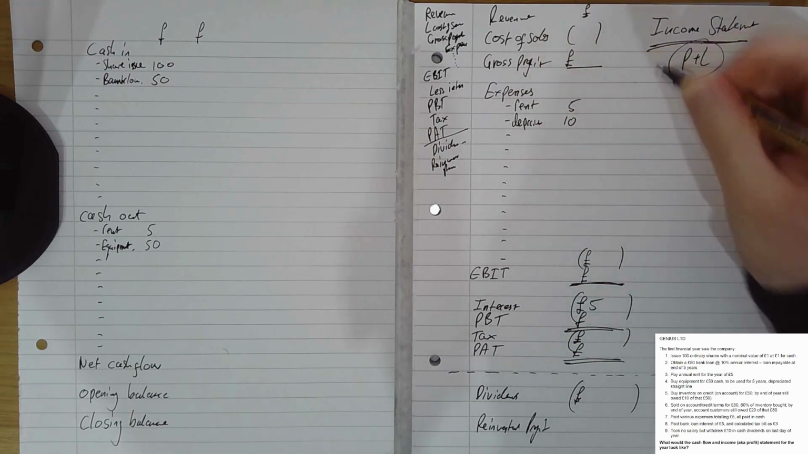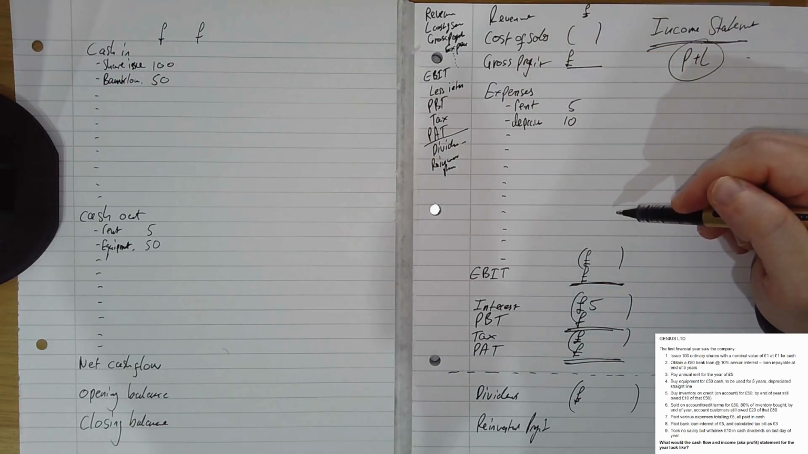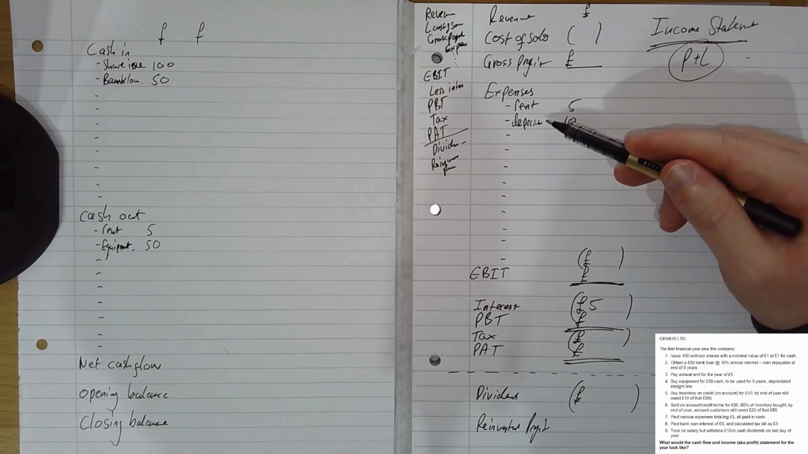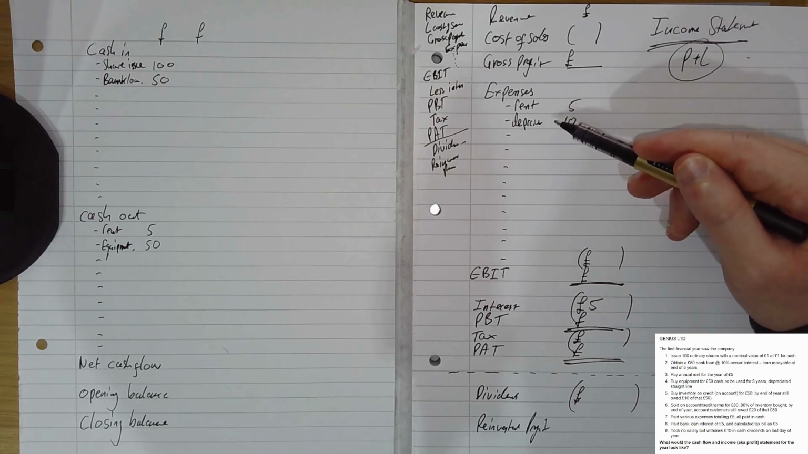Depreciation, £10 at the end of the year. Again, this is an accrual. This has got nothing to do with cash.